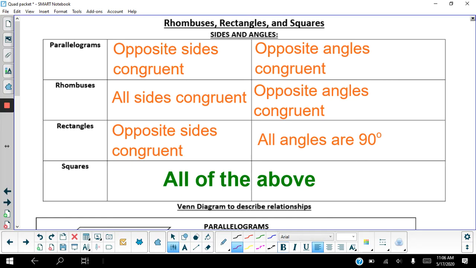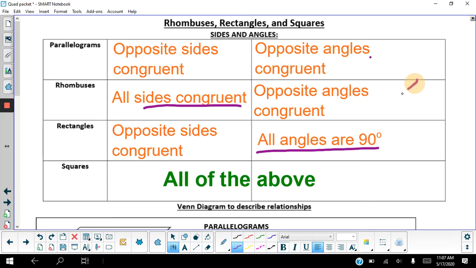Okay, so now we're going to get into a little bit more of the specific ones, and what we're going to talk about is a rhombus, rectangle, and a square. So a couple of things with a rhombus. All of the sides are congruent. Okay? And then opposite angles are also congruent, just like they were in parallelograms.